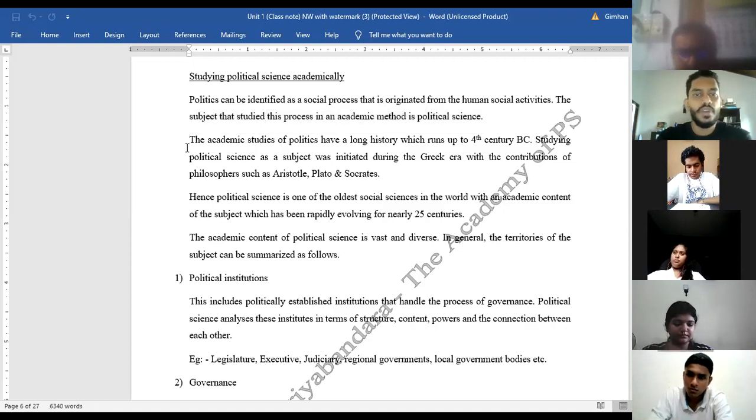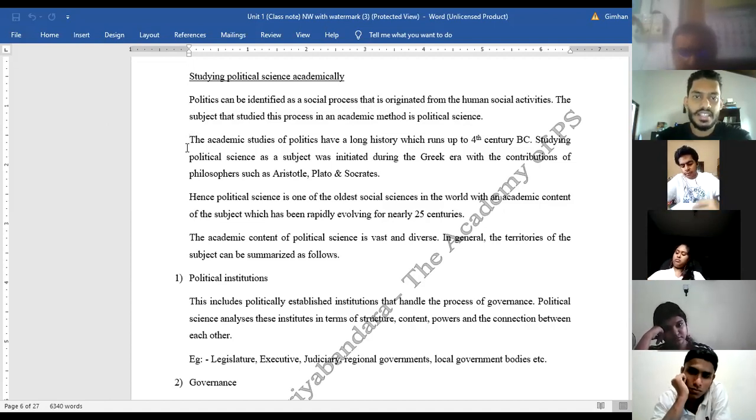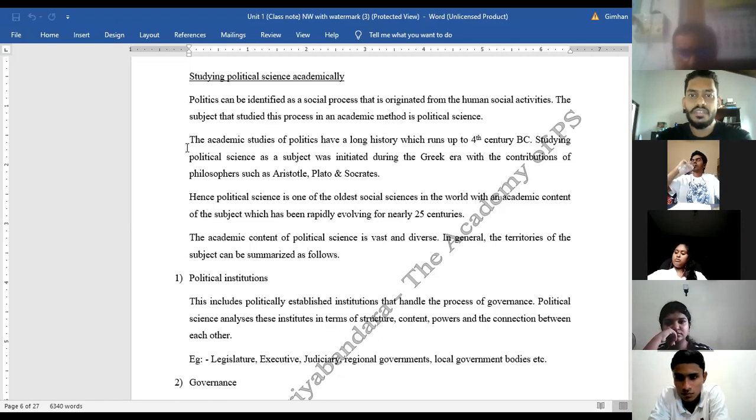The academic study of politics has a long history which runs up to the 4th century BC. Studying political science as a subject was initiated during the Greek era with the contributions of philosophers such as Aristotle, Plato, and Socrates, the three great philosophers. Hence, political science is one of the oldest sciences in the world, with an academic content which has been rapidly evolving for nearly 25 centuries. Last week also we saw how power politics came in, how behavioralism came in with the contributions of Polybius, Cicero, Seneca, St. Augustine, Machiavelli, Thomas Hobbes, Max Weber, and the behavioralists. So it has been evolving.